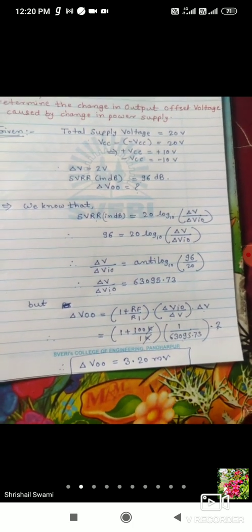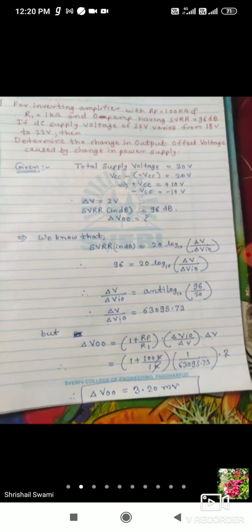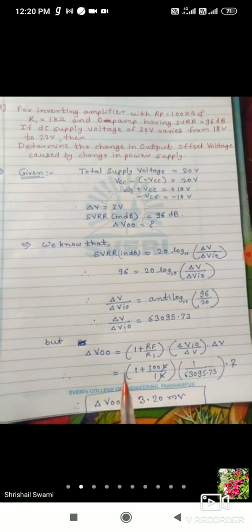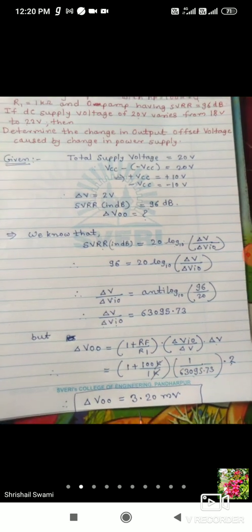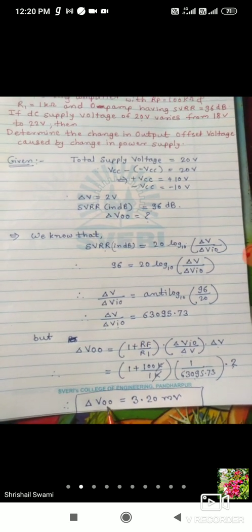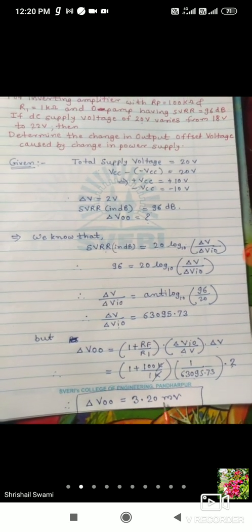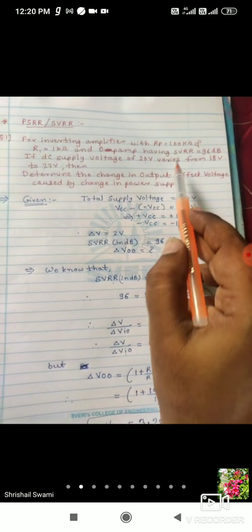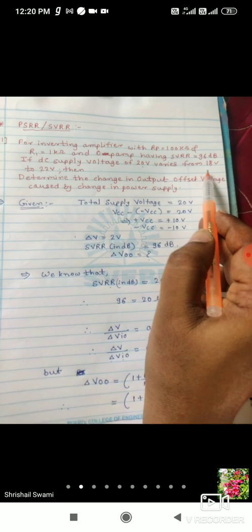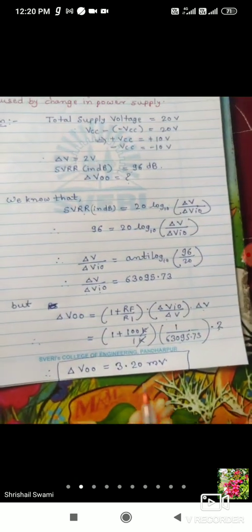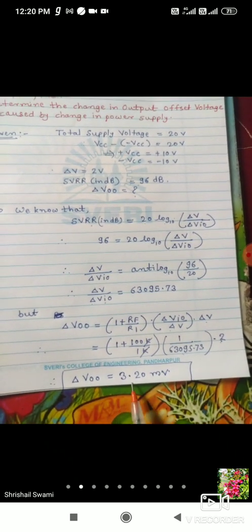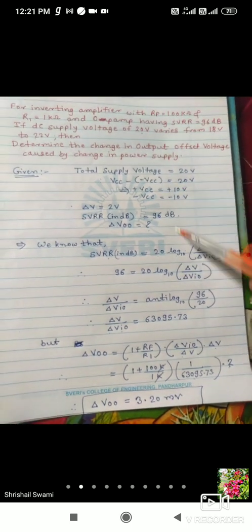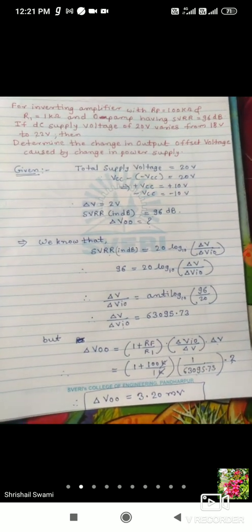Per microsecond we can consider. Or no, sorry, it is related to the change in power supply. So the change in output offset voltage is 3.20 millivolt per change of 2 volt. The change in power supply is 2 volt, due to which we are getting a change in output offset voltage of 3.20 millivolt. So such types of examples they can ask in the MCQ questions, they can ask as theoretical.